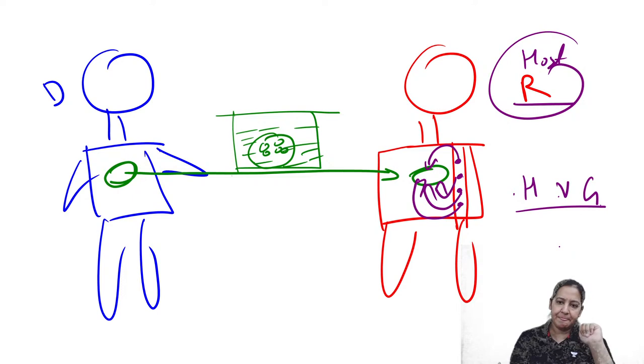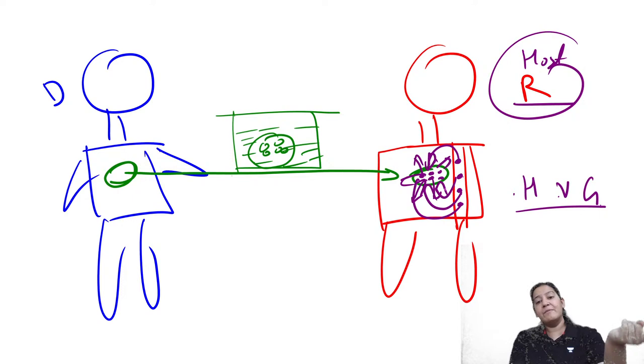Sometimes the reverse happens. What happens sometimes? The WBCs, the T lymphocytes present inside the graft, that lymphocyte present inside the graft, after getting transplanted into the recipient body, these lymphocytes will cause damage to the recipient body. It is not the lymphocyte of the recipient. It is the lymphocyte present inside the graft. These are the donor lymphocytes.